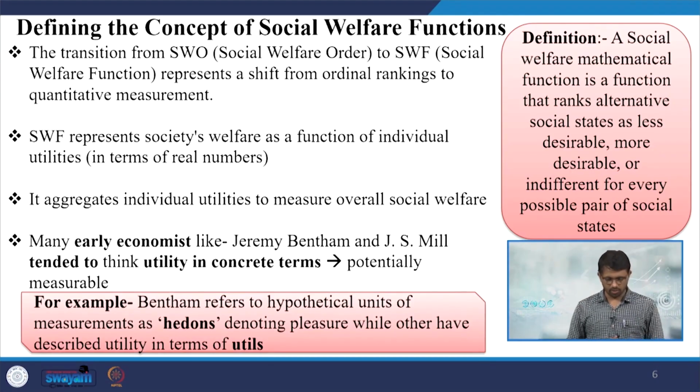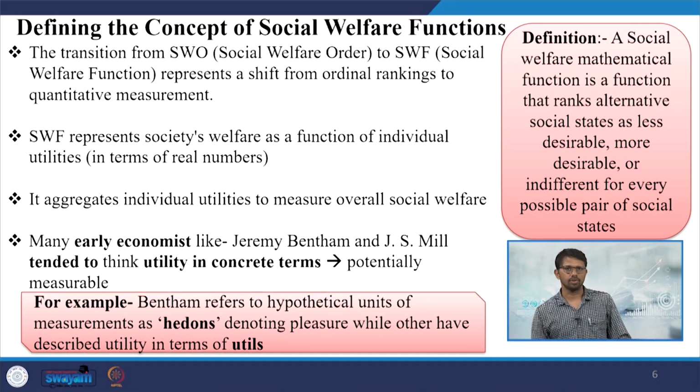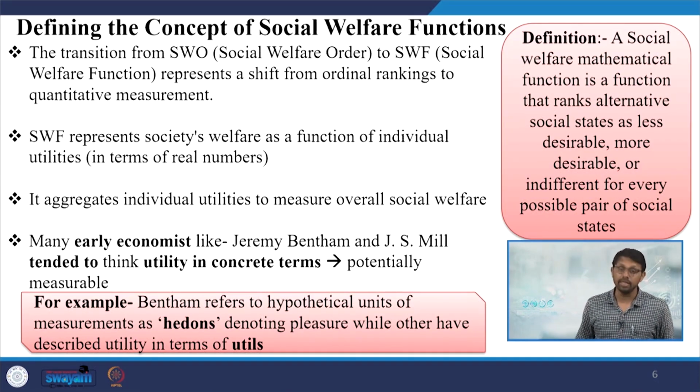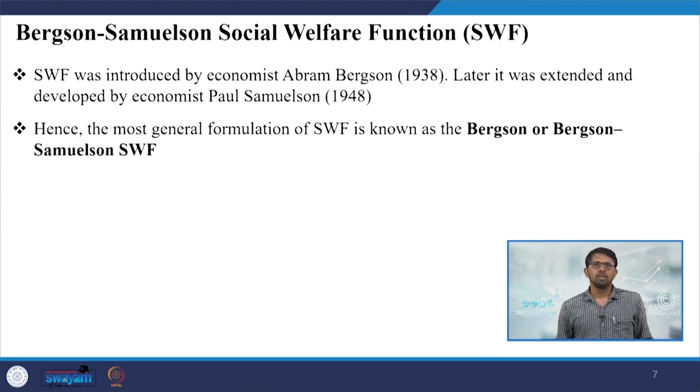In the early views of economists, those like Jeremy Bentham and J.S. Mill tended to think of utility in concrete terms, and those are potentially measurable. In Bentham's work especially, this refers to hypothetical units of measurement such as hedons denoting pleasure, while others have described utility in terms of utils.